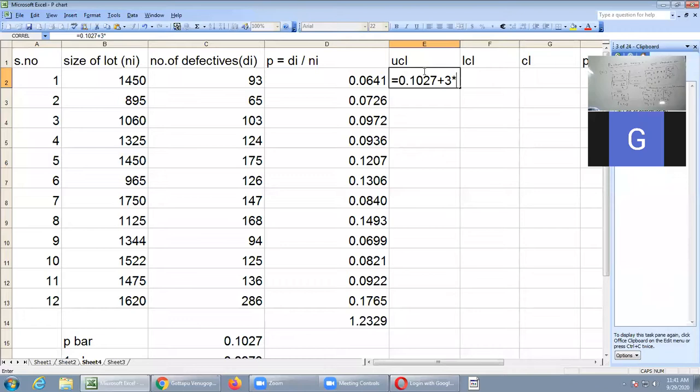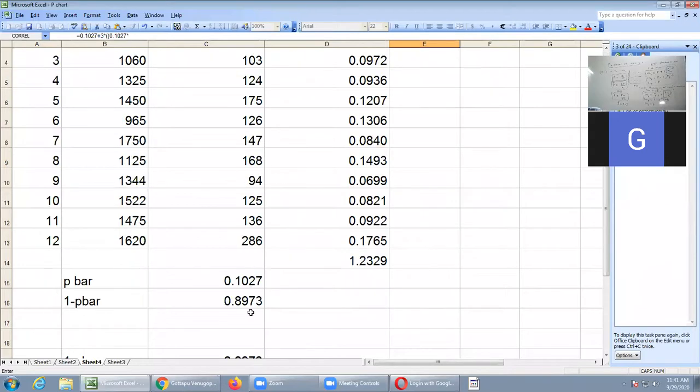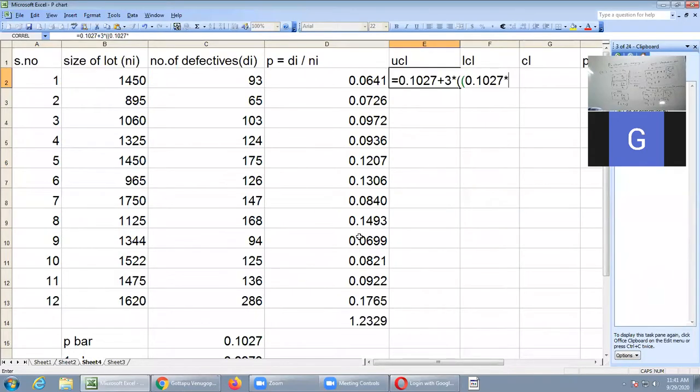Now the formula has Ni. P bar into 1 minus P bar is multiplied, and there is a numerator and a denominator, so open 2 brackets. P bar value, what is the P bar value? 0.1027. P bar into 1 minus P bar. 1 minus P bar value I have already calculated, 0.8973. So 0.8973. Numerator is completed, so close the bracket, divided by.